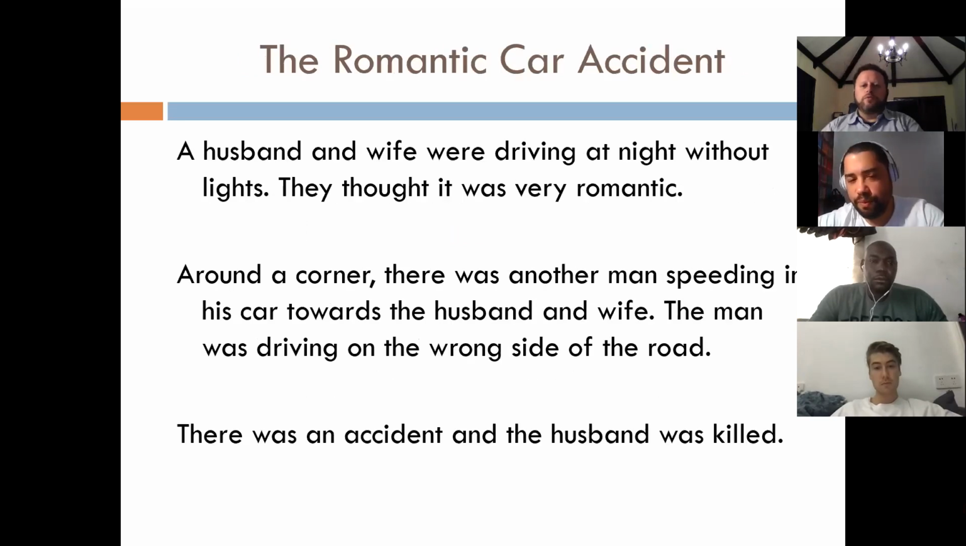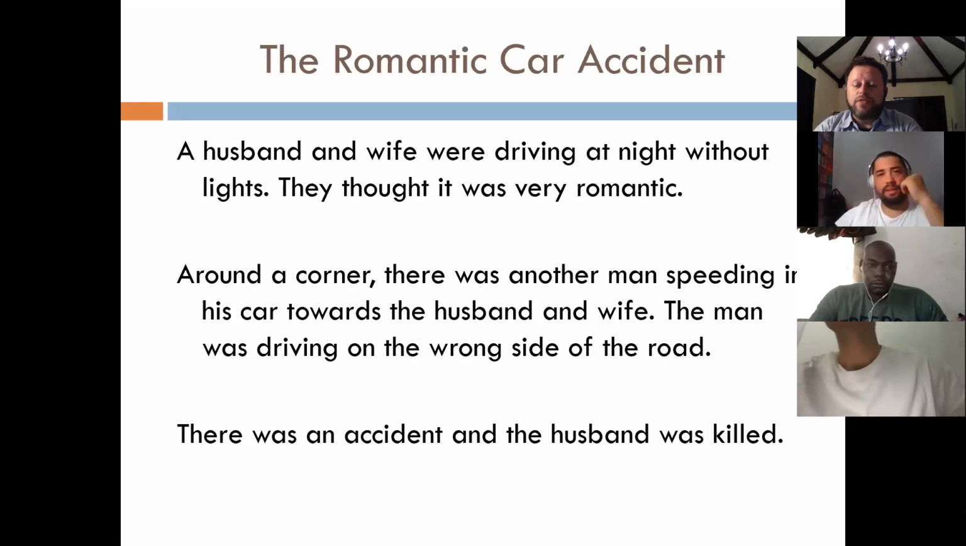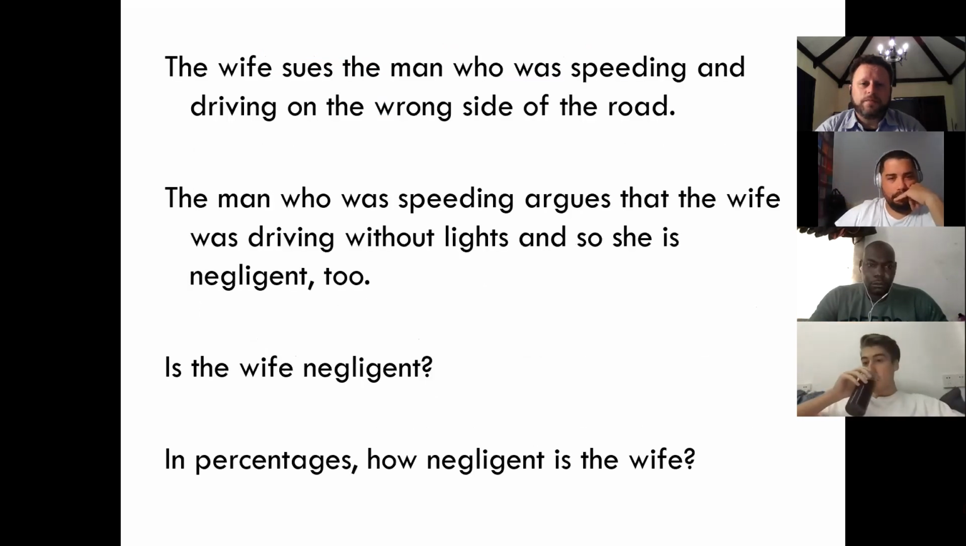Another one, a husband and wife were driving at night without lights. They thought it was romantic. And around the corner, another man was speeding in his car towards the wife, and he was driving on the wrong side of the road. There was an accident and the husband was killed. So the wife sues the man who's speeding, driving on the wrong side of the road. The man who was speeding says the wife was driving without lights and she's negligent too.